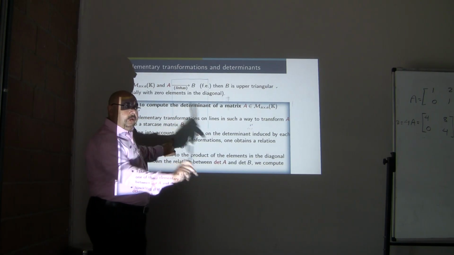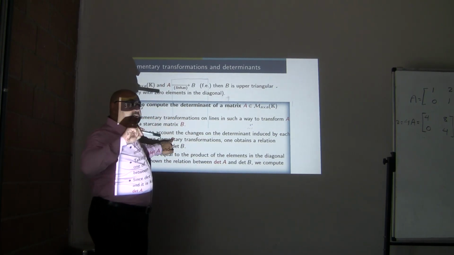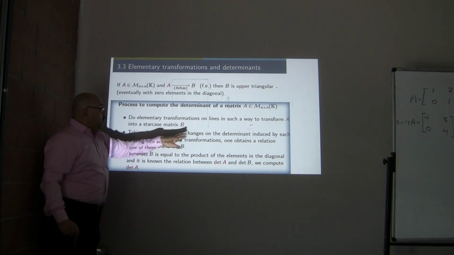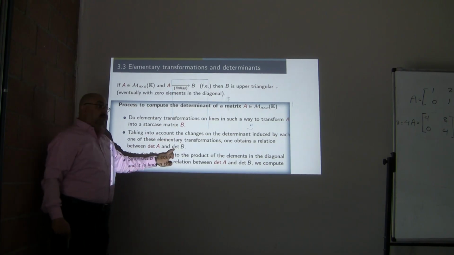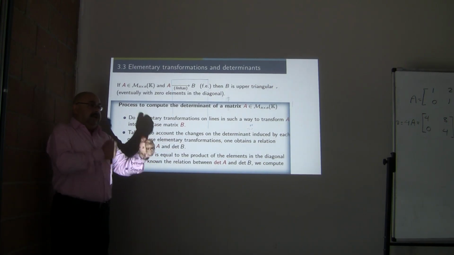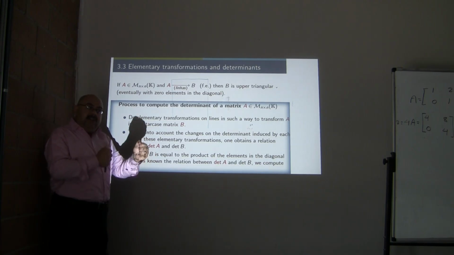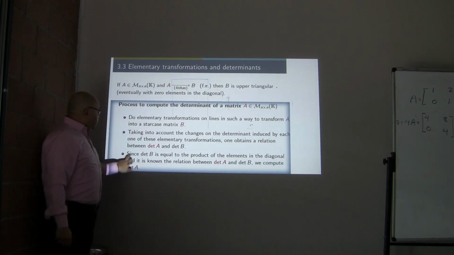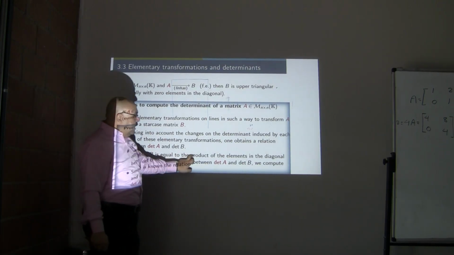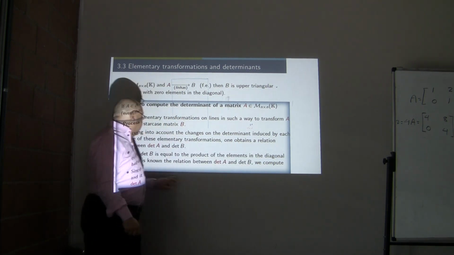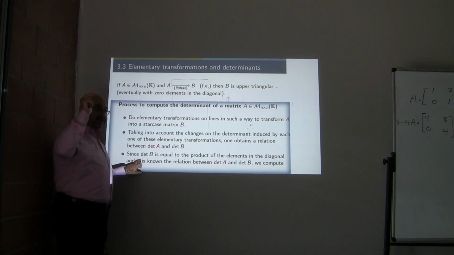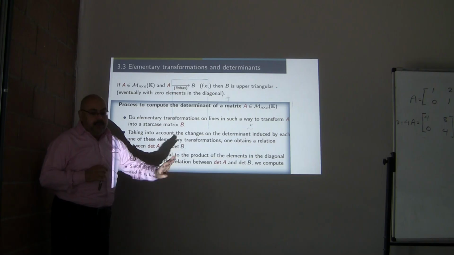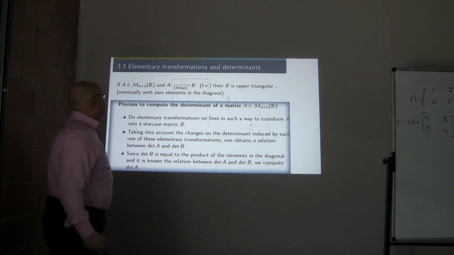If you swap the rows, there will be a negative sign. If you multiply a row by a number, remember this number, put it into consideration. Okay, this gives a relation between the determinant of A and the determinant of B, because you are connecting them. You are exchanging the matrix while you are evaluating the value of these determinants, and you are linking them by these processes. Since the determinant of B is equal to the product of the elements in the diagonal, which means it's an upper triangular matrix, then the determinant of A and the determinant of B can be evaluated. So this is the plan.